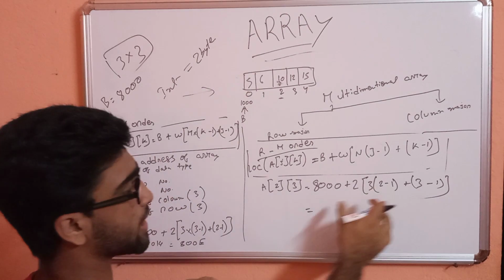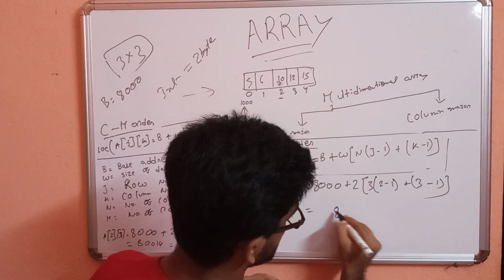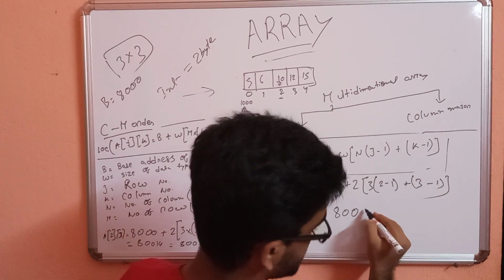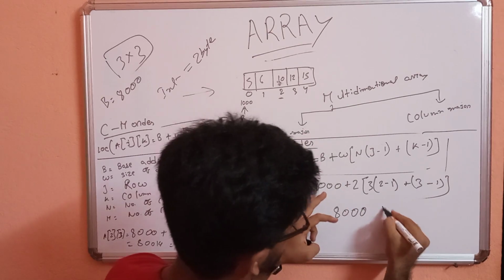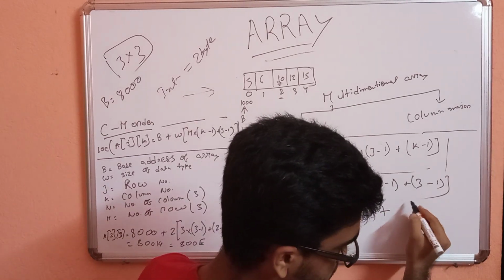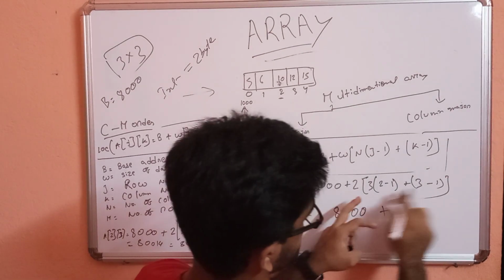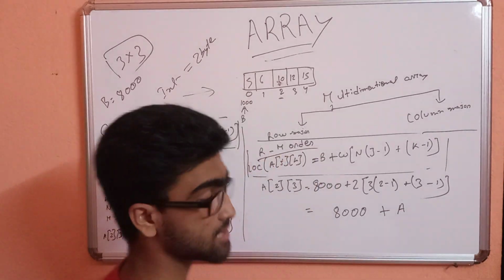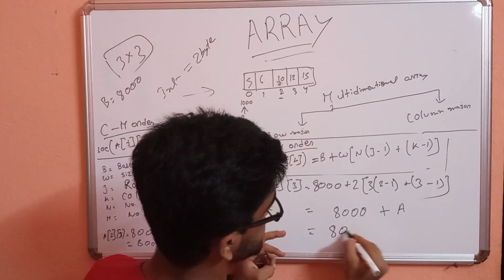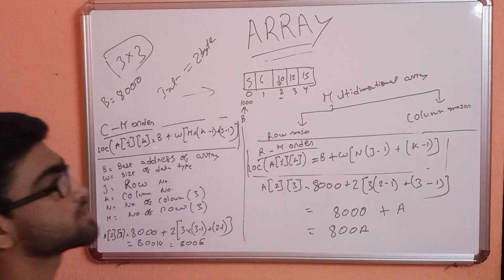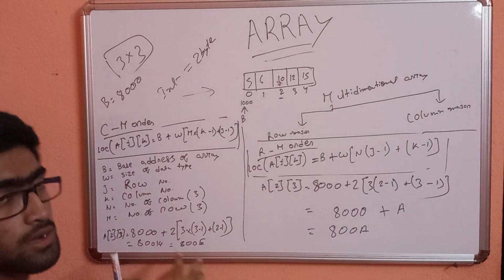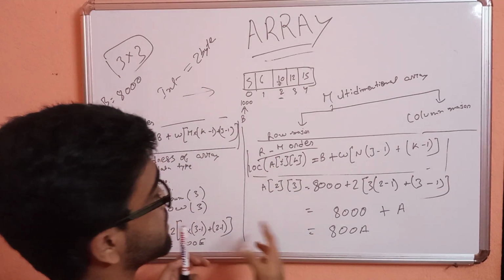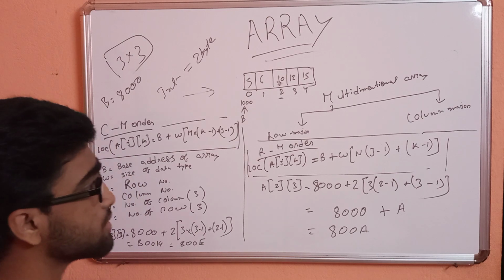Now if you calculate this one, you will get 800 base address plus this will be 10. This will be 10, that means A in hexadecimal form. So 800A. Okay, this is how two-dimensional array address calculation is done.